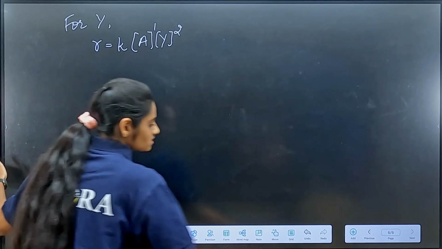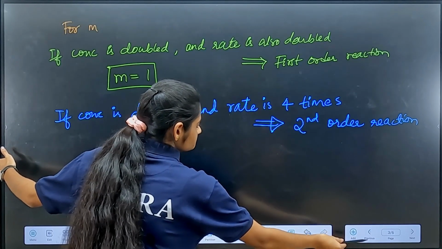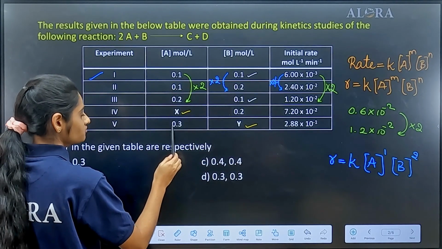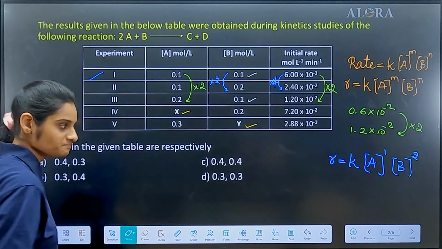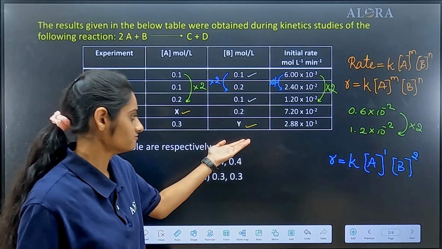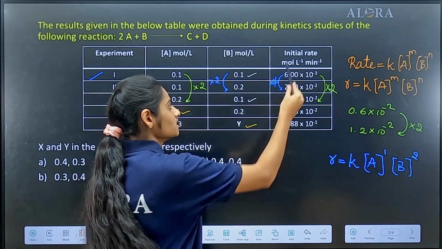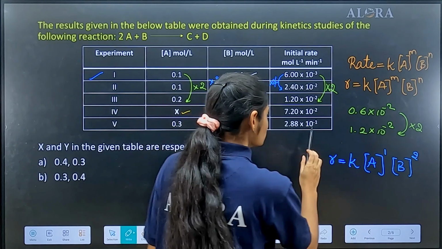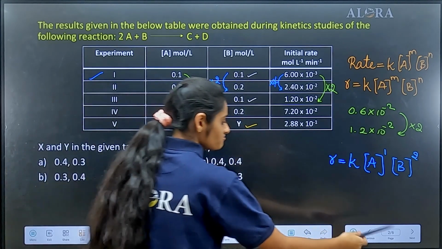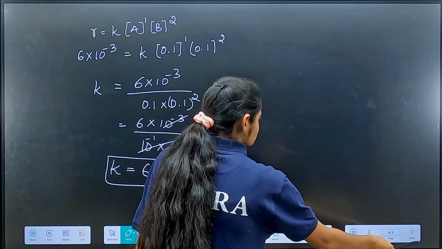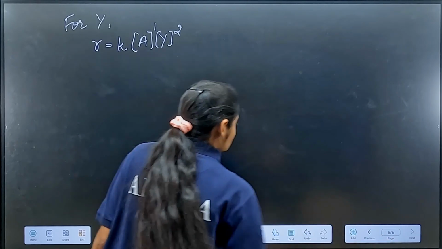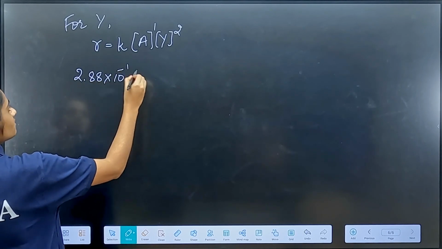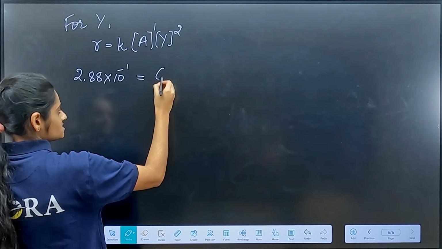Now we will find what all are given in the experimental data. So here for the A value, concentration is 0.3. B value is not given, which is y, which is what we have to find out. Initial rate is given as 2.88 into 10 to the power minus 1. So let us substitute all this in that equation and find out. 2.88 into 10 to the power minus 1, and rate constant value is 6.